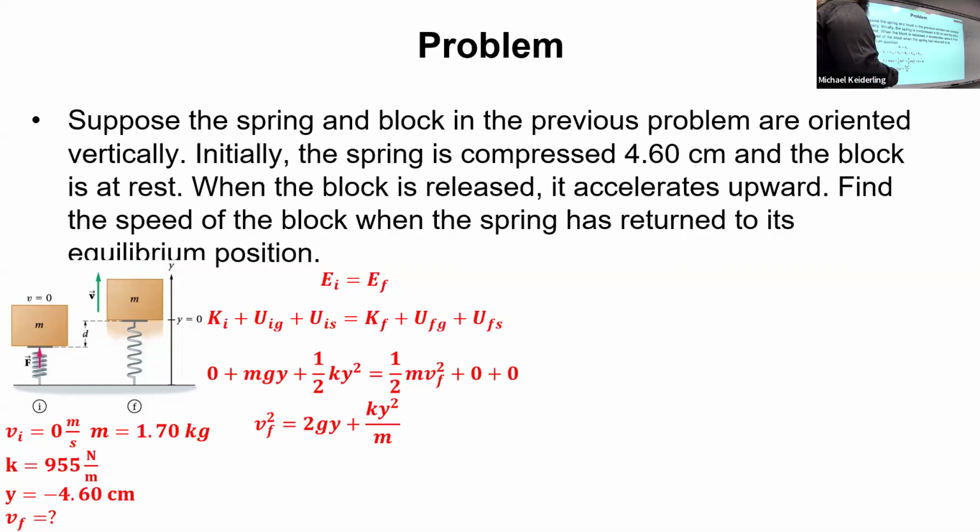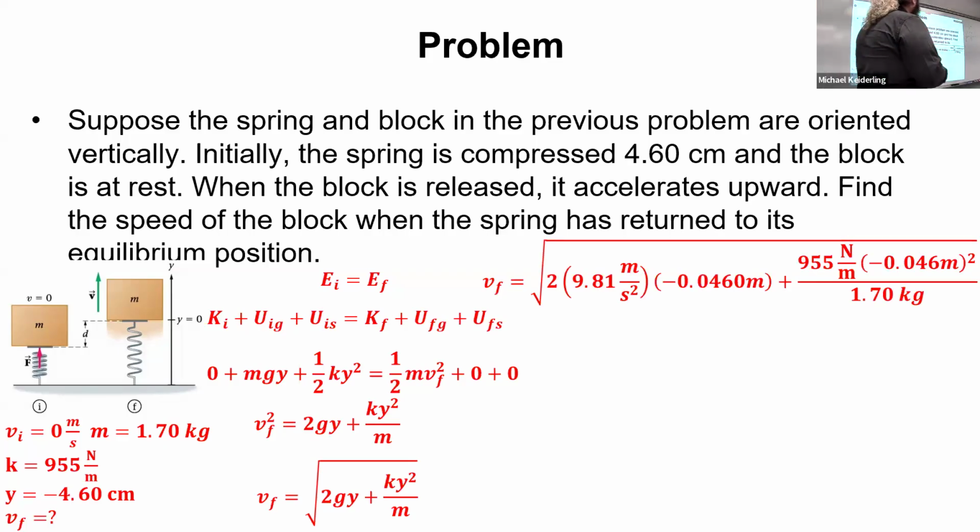So solving for v final, dividing everything by 1/2 mass, v final squared equals 2gy plus ky squared over m. So v final is going to be the square root of 2gy plus ky squared over m.